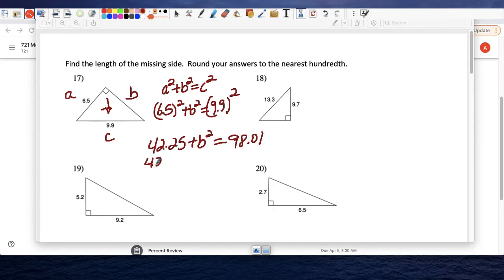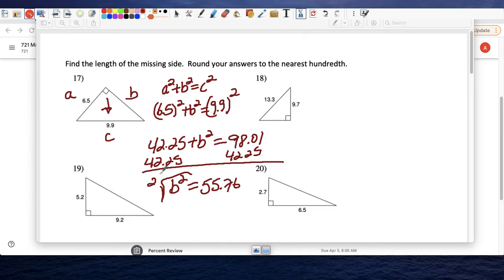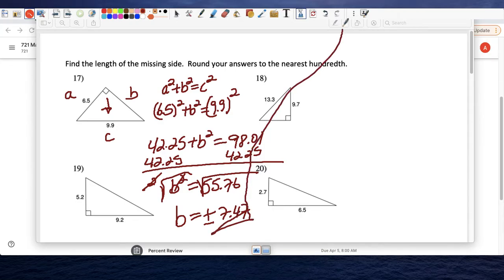We're going to subtract 42.25 from both sides. And we got B squared equals whatever that is, minus 42.25. And we get 55.76. Now we got to take the square root of both sides. Right, remember, the 2 here, that and that goes away. Makes my B all alone. And take the square root of that side. So we get the square root of 55.76, which is plus or minus 7.47, but obviously we are not going to use the minus portion of it, so B equals approximately 7.47.